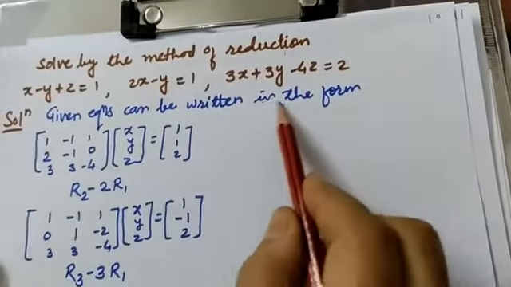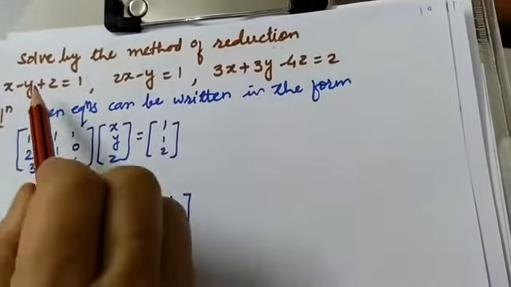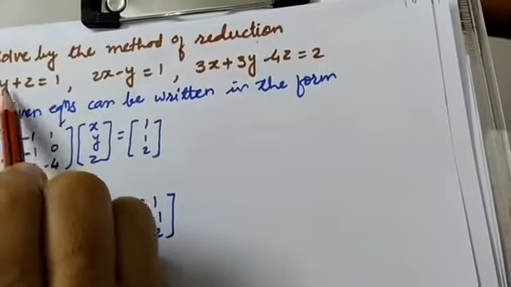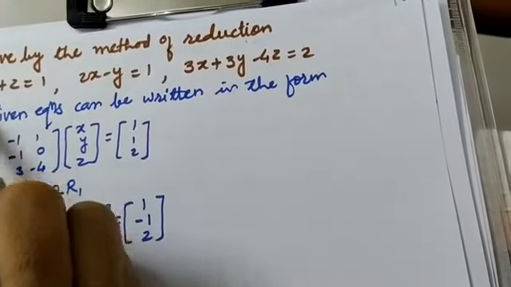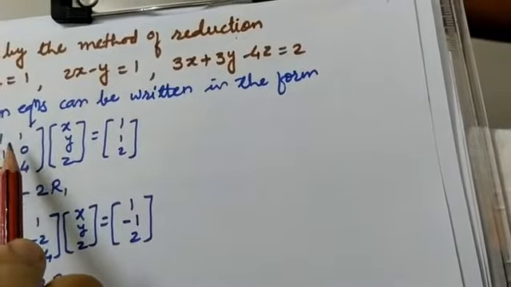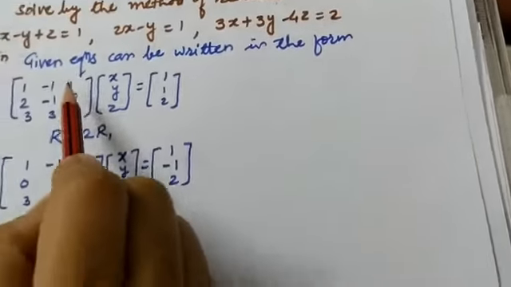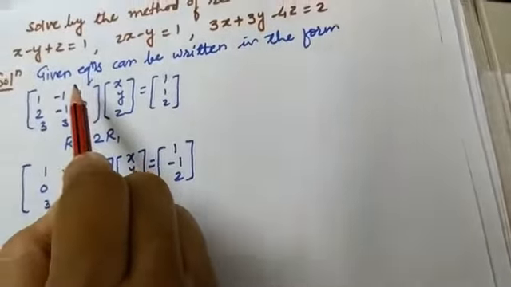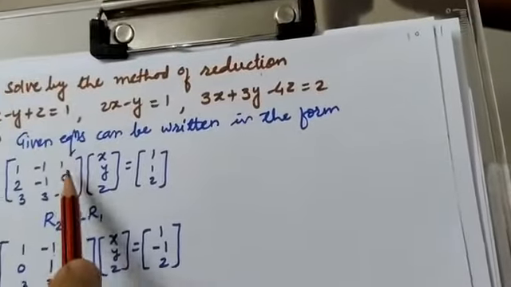The given equations can be written in matrix form as follows. Again, take the coefficient of each and every element of x, y, z. The coefficient of x is 1. The coefficient of y is minus 1. The coefficient of z is 1.